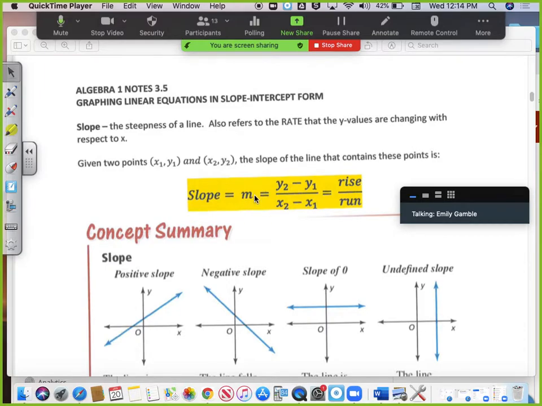And the slope formula's, oh, God, a bug just flew in my ear. That was so weird.